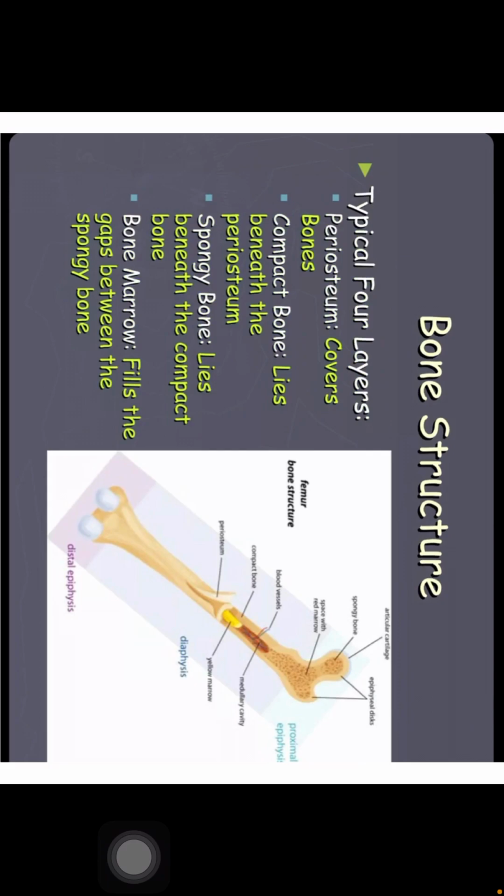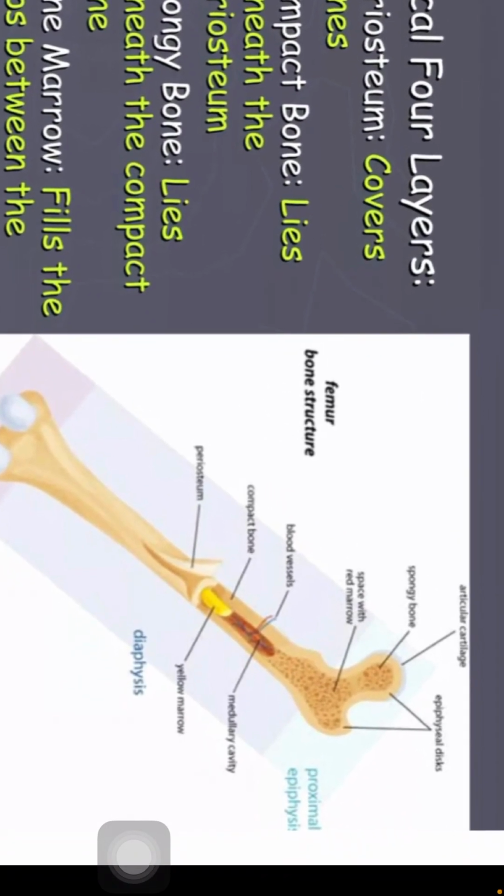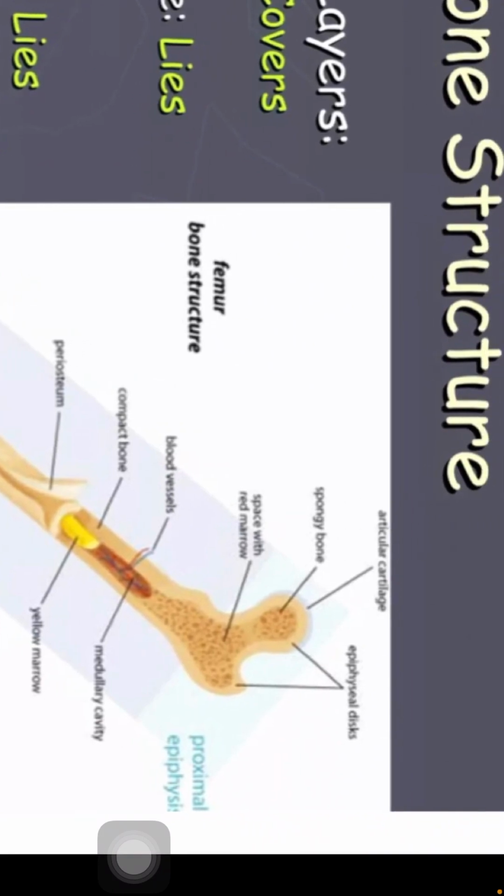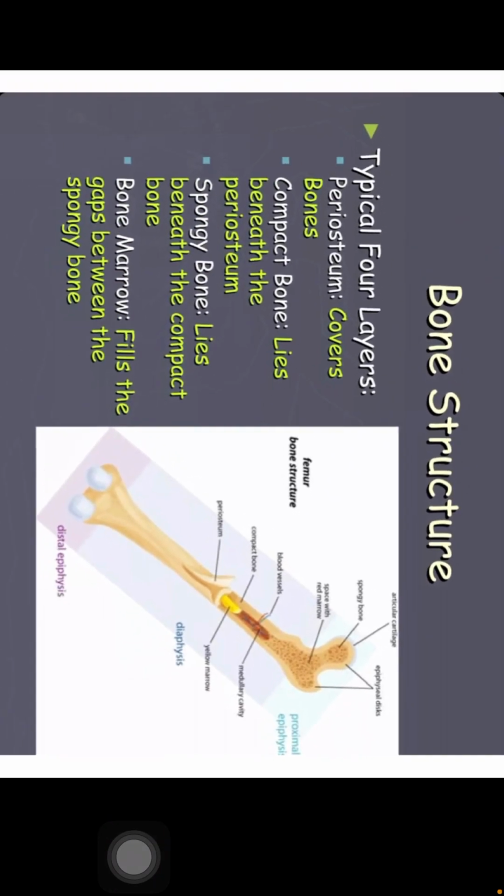Typical 4 layers. The periosteum covers bones. So the periosteum covers our bones. And then compact bone lies beneath the periosteum. And then spongy bone lies beneath the compact bone. Bone marrow fills the gap in the spongy bone. You can see it here, the periosteum, compact bone, our blood vessels, right? You can see it in the femur bone structure.